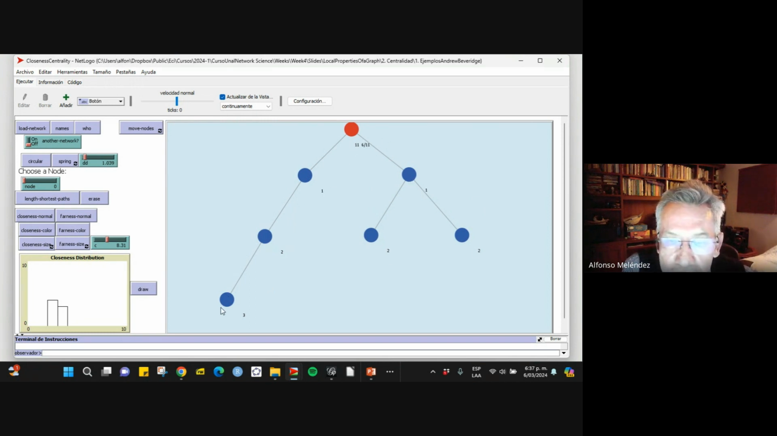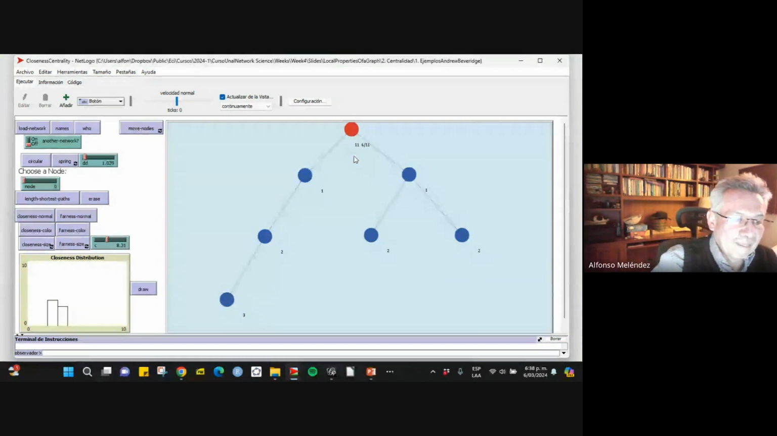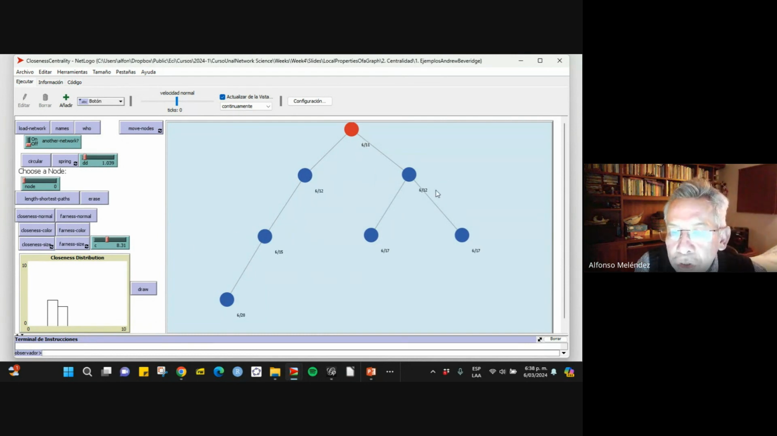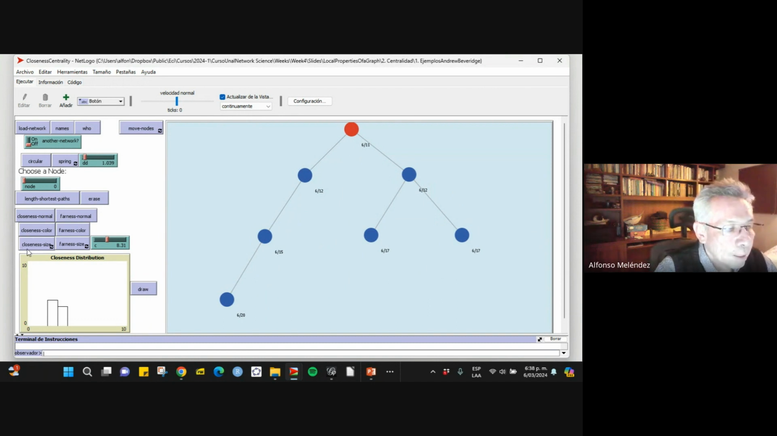How many blue nodes? 6. So 11 divided by 6 is the farness. Okay? And what is the closeness? 6 divided by 11, the reciprocal of the farness. Okay. These are all the values of the closeness centrality.